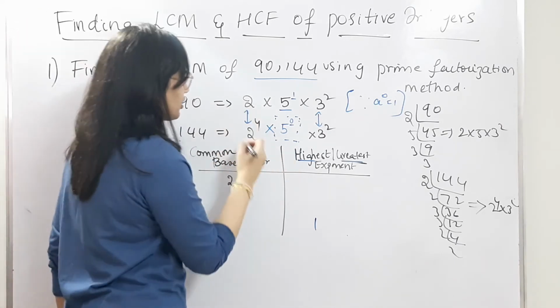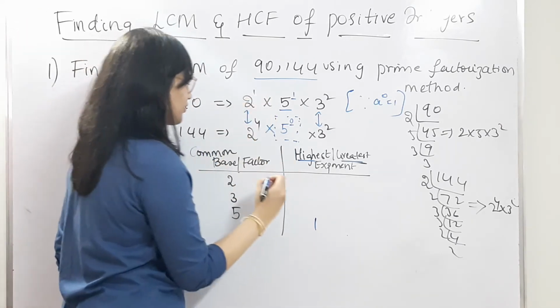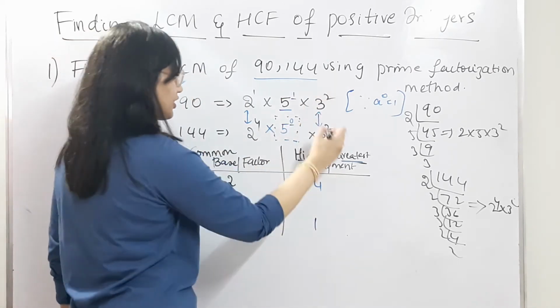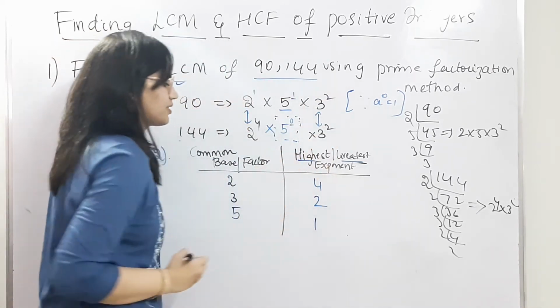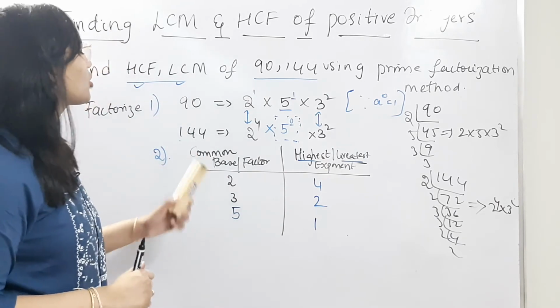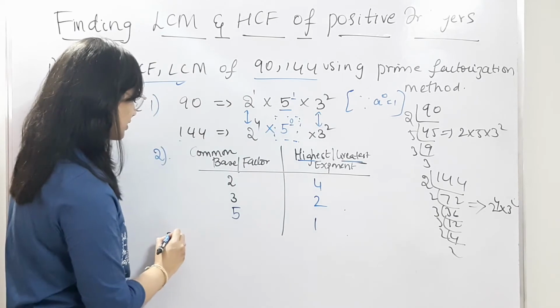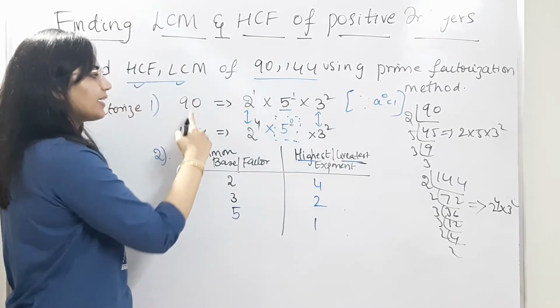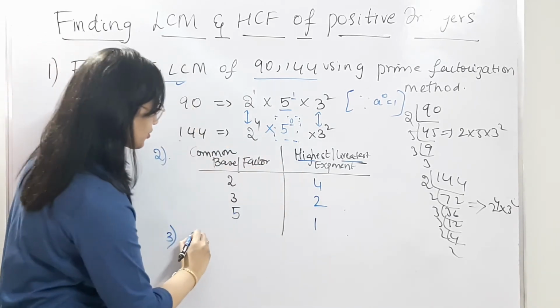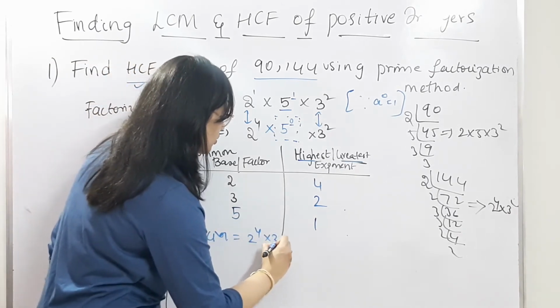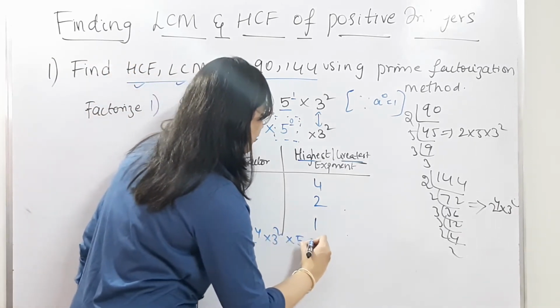Now you know the drill. Here we have 2 power of 1 and 4. So 4 is the highest. And here 1 and 0, we wrote 1 and 2 and 2, it's the same. So we can write 2 as is. Right? So the least common multiple of 90, 144 is, the third step is to multiply these numbers. So LCM is 2 to the power of 4 into 3 square into 5.